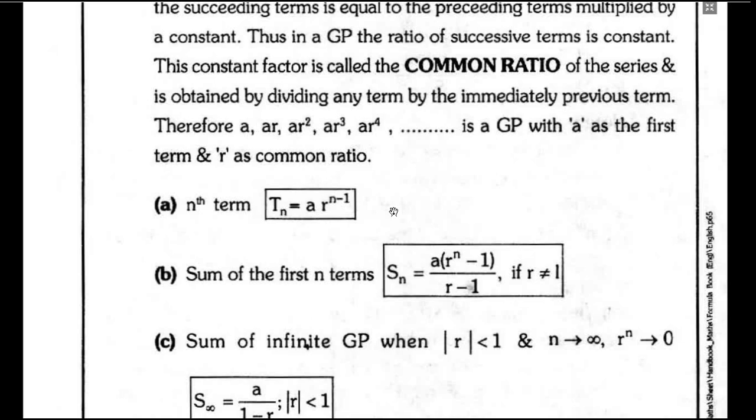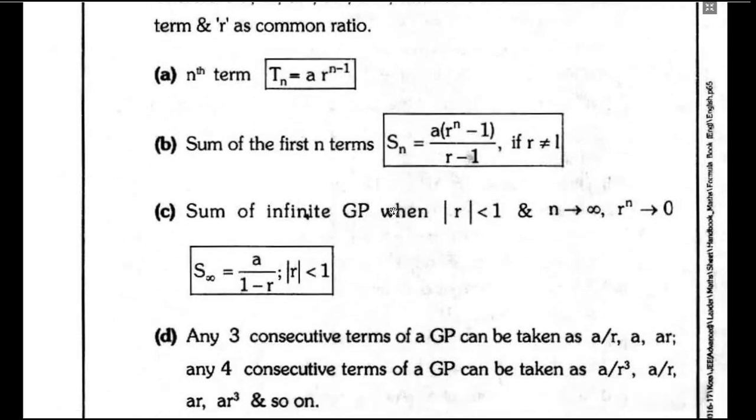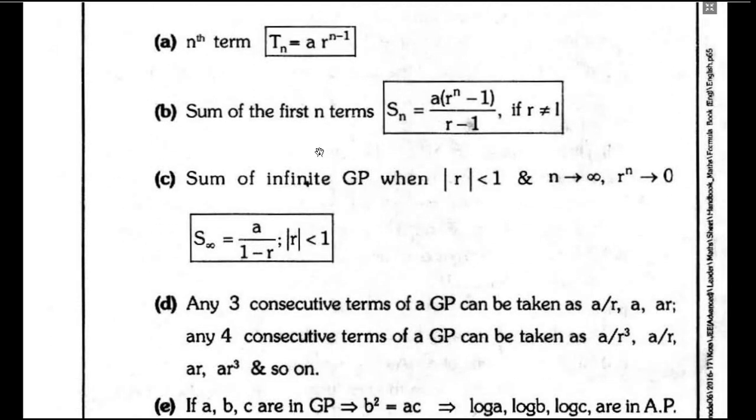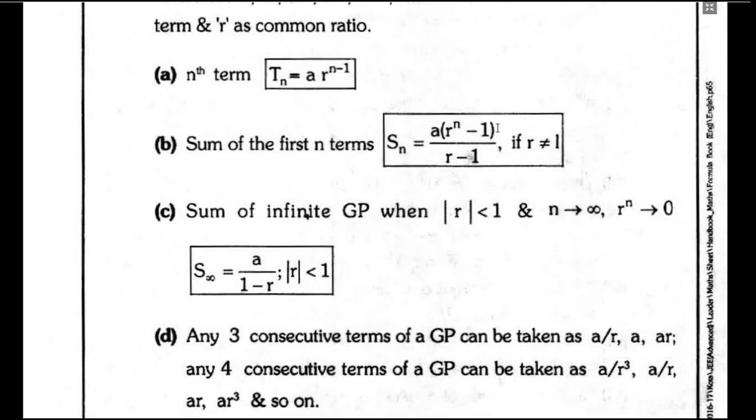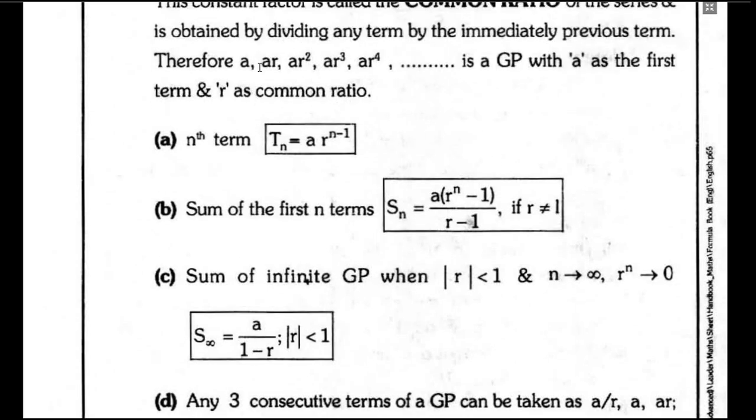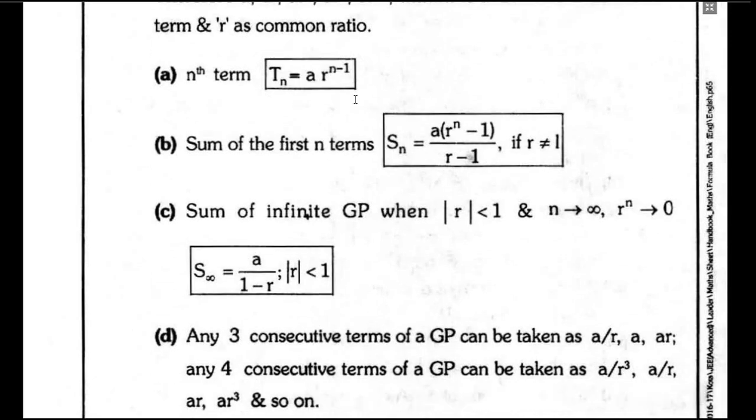So similarly, the nth term will be a into r to the power n minus 1. Sum of first n terms of a GP, very important. Sum of first n terms of GP is Sn equal to a into r to the power n minus 1 upon r minus 1, if r is not equal to 1. Suppose r is equal to 1, then you will get the term a, means the sum of GP will be na, n times a.